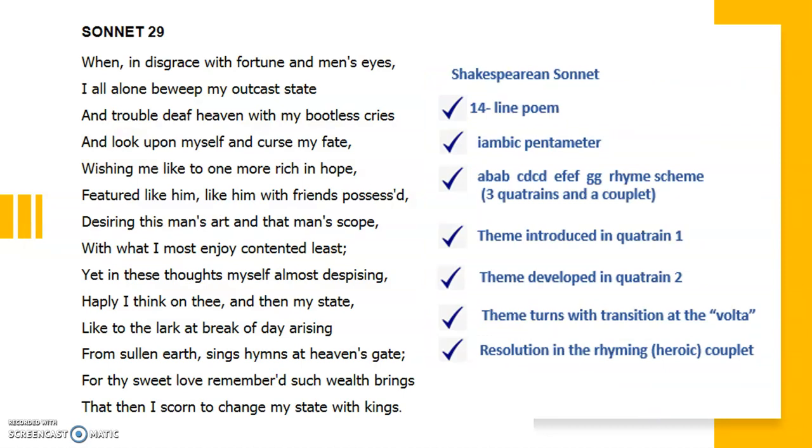So again, this is a Shakespearean or English sonnet, and like all sonnets, that makes it a 14-line poem in iambic pentameter. It does have the particular Shakespearean rhyme scheme, ABAB CDCD EFEF GG, which is three quatrains and then a rhyming couplet. The theme is introduced in quatrain 1, developed further in quatrain 2, and then in this particular sonnet, rather than developing it further, it actually turns the theme and the tone with a volta at the beginning of quatrain 3 in line 9. And then the idea is resolved in the rhyming or heroic couplet. A heroic couplet, by the way, is just a rhyming couplet in iambic pentameter.